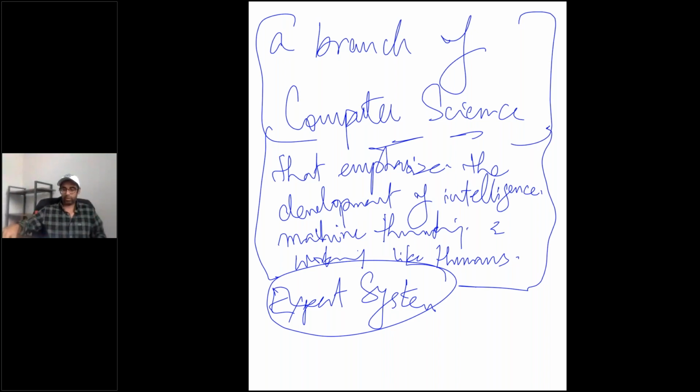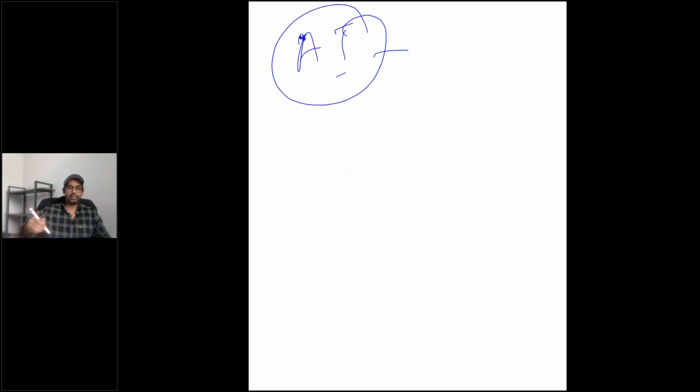Now my reply, have you written the definition of this thing? That emphasizes the development of intelligence, machine thinking and working like humans, because whatever intelligence they have, they got it from humans. Okay, now the question and the fear, which students and even our audience normally ask: Sir, do you think, in future or in present, this AI thing is going to overcome humans or our jobs?